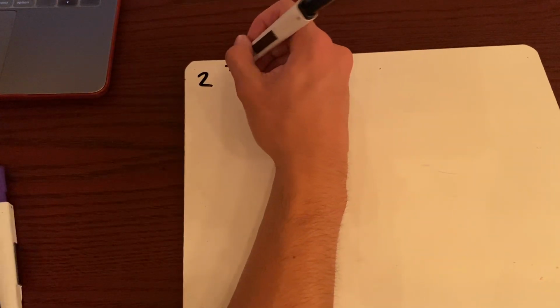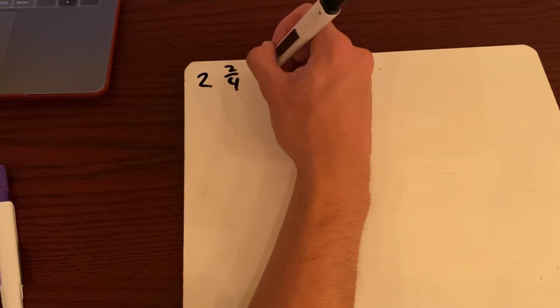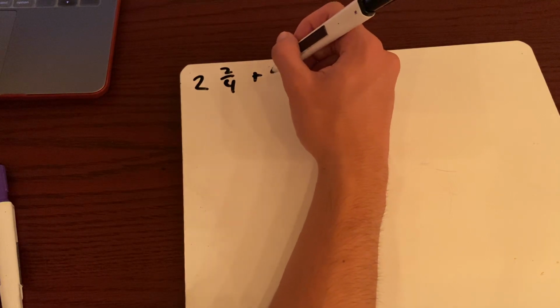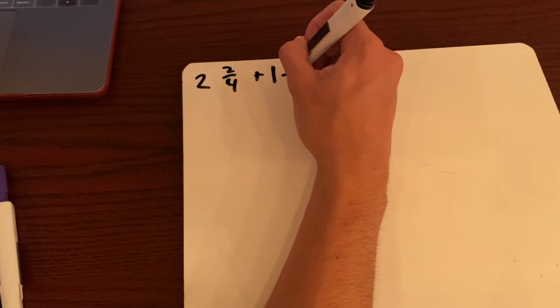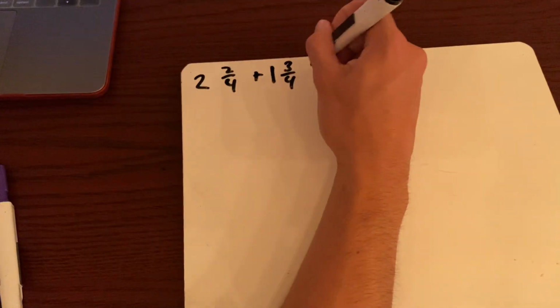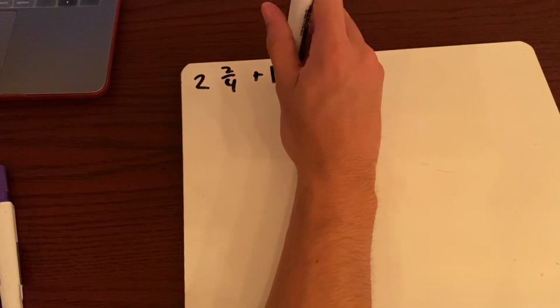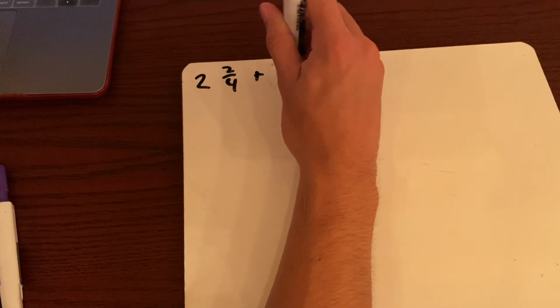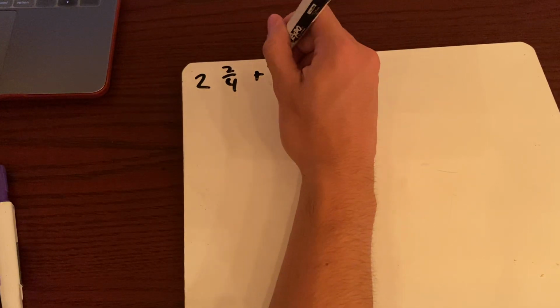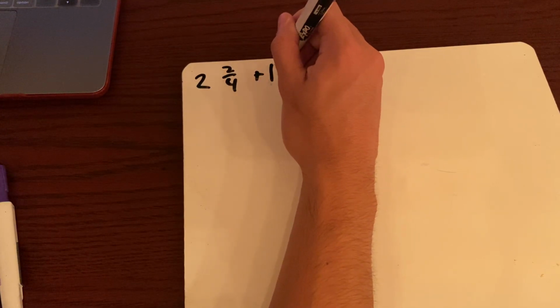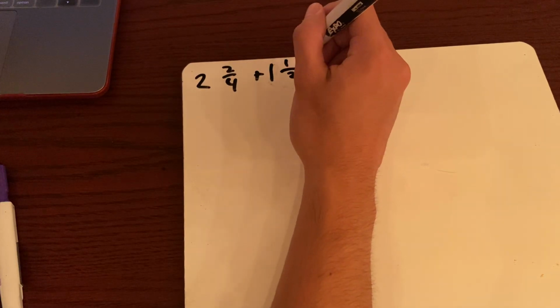All right. Let us try, let's see. Let's do 2 wholes and 2/4 plus 1 whole and 3/4. Actually, let's do 1 whole and 1/2. There you go, that's a good one.